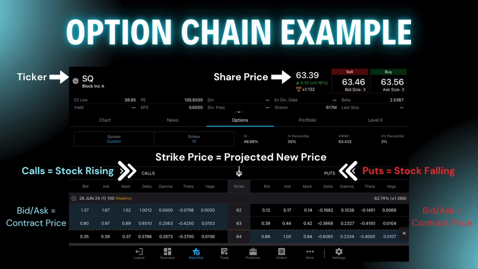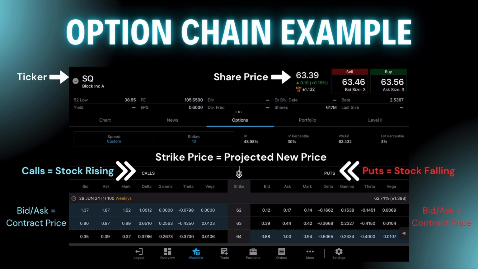The opposite is also true. If you anticipated the stock to fall by $1, you would then look at the strike price, in this case at $62, because you're looking to make a play for puts. Okay, so let me show you: on the left side of the screen, it's always going to be the calls. On the right side of the screen is always going to be the puts.